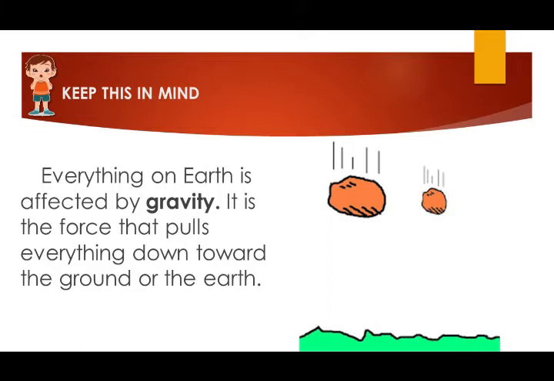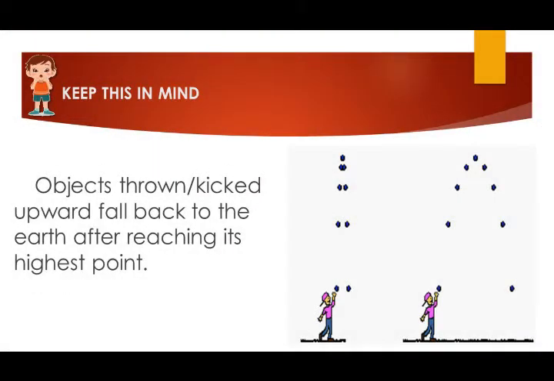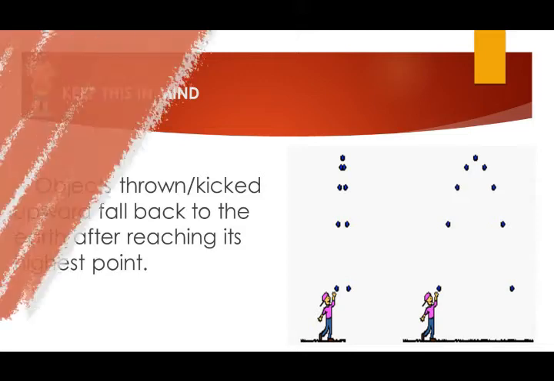It is the force that pulls everything down toward the ground or the earth. Objects thrown or kicked upward fall back to the earth after reaching its highest point. A note worth remembering: as an object thrown upward is traveling up, it is gradually slowing down, momentarily stopping at its highest peak. As it falls back to the ground, it is speeding up because of gravity.